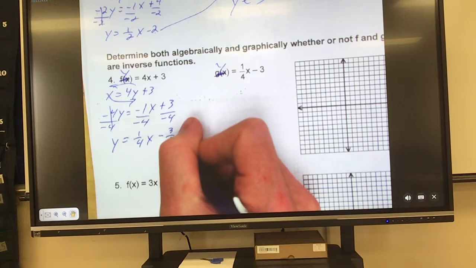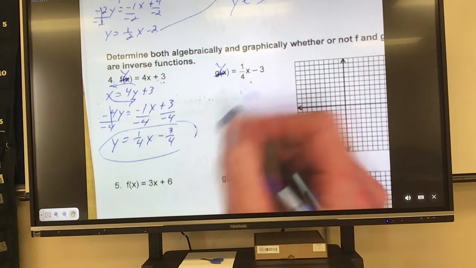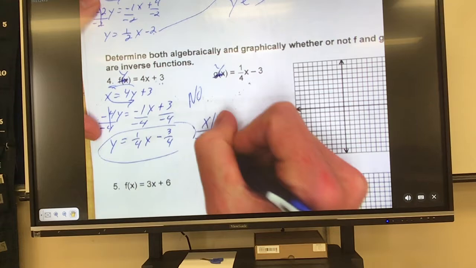Okay? So we look at it, and we already know this is the inverse of this guy, not this guy. Does not match up. So I know right now the answer is no, but we still have to graph it. So let's graph the first one, and we'll use negative 2, negative 1, 0, 1, 2. How about that? Okay, like we've been doing.